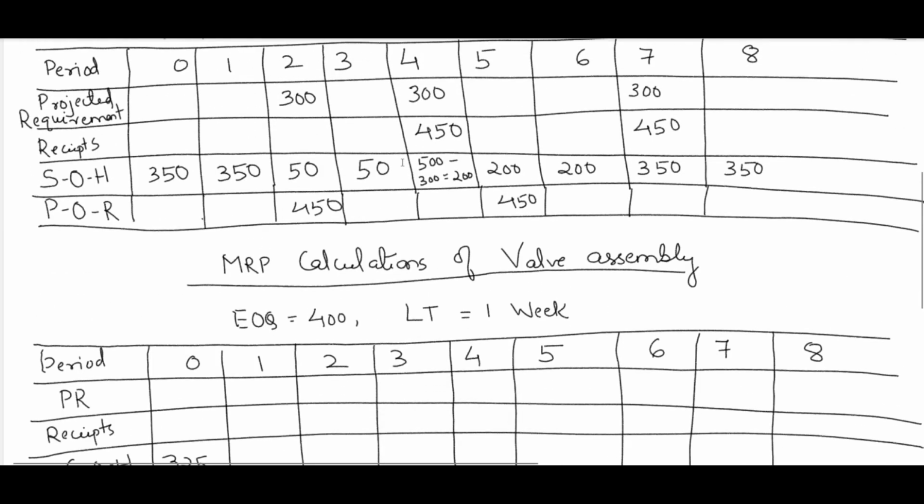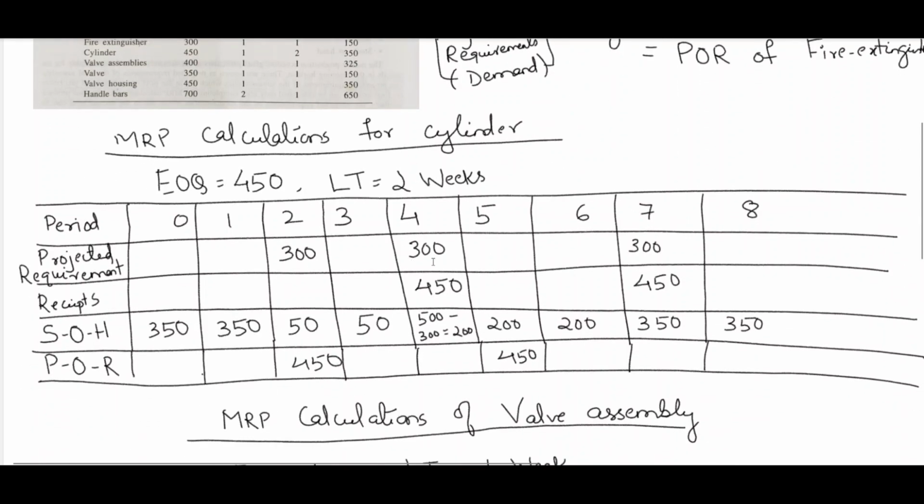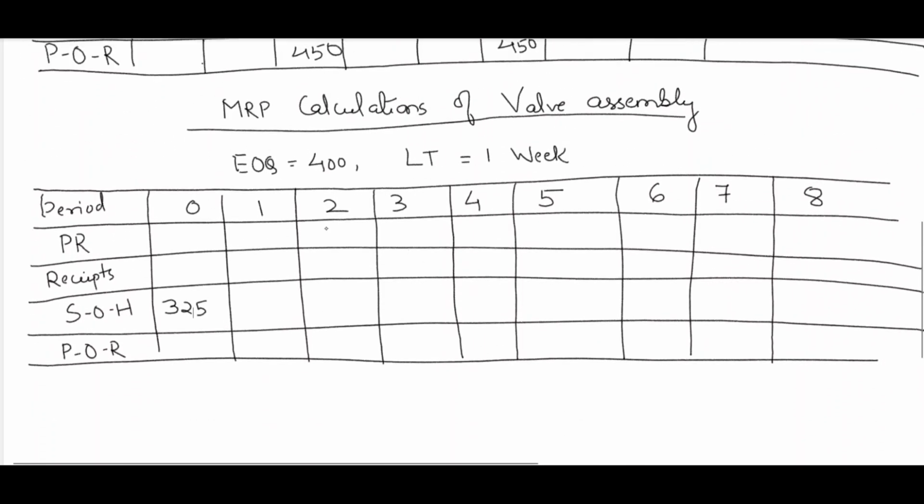Okay. And I've already told you that the projected requirement or the demand for cylinder and valve assembly is equal to the planned order release of the fire extinguisher. It is 300, 300 and 300 for second, fourth and seventh week. So we will put 300 in second, fourth and seventh week. Same. So now we will do the calculations. EOQ, stock on hand is 325. For the first week there is no demand, so we will carry forward this 325.